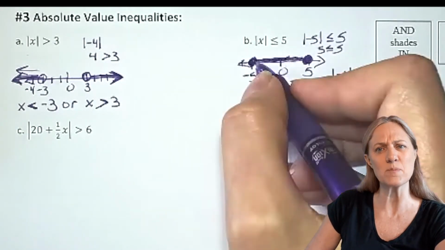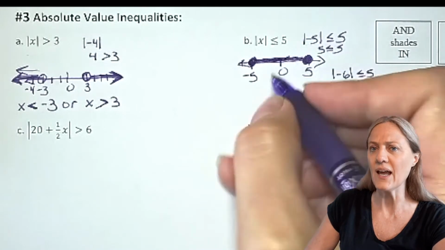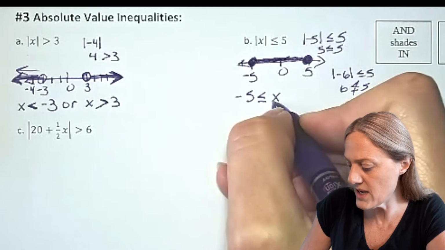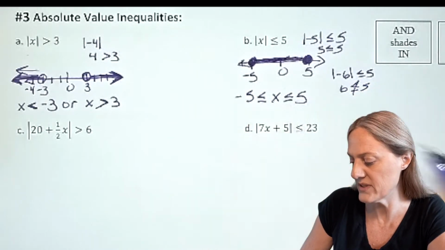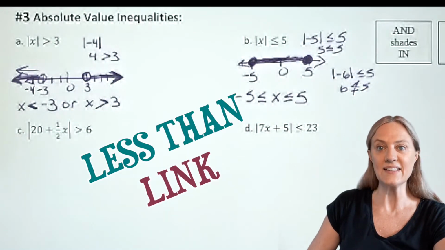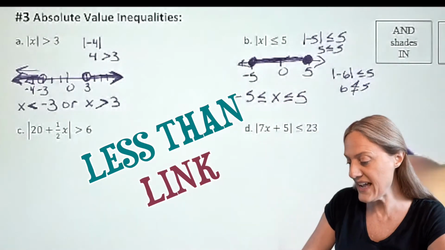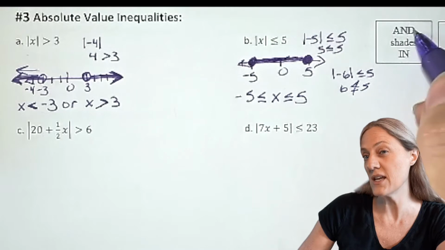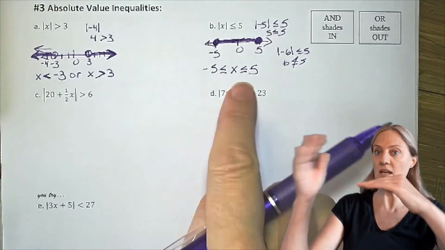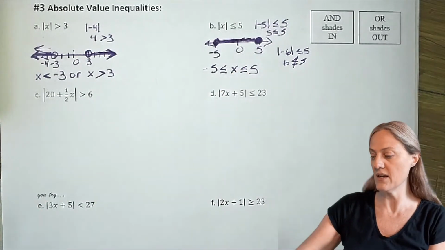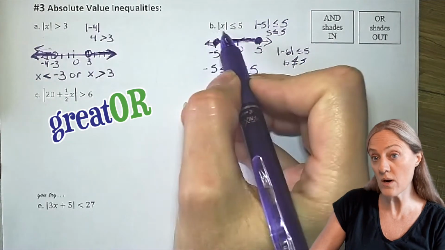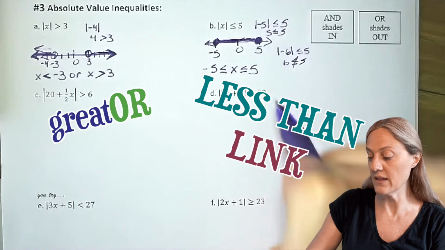Hey, we've seen this before. It's in between. It's linked. So negative 5 less than or equal to X less than or equal to 5. Less than, link. Wow, that's a great way to remember to set these up. And you know from our studies on inequalities, shades in, so this is an and statement, or shades out, that's an or statement. GreatOR, less than, link.